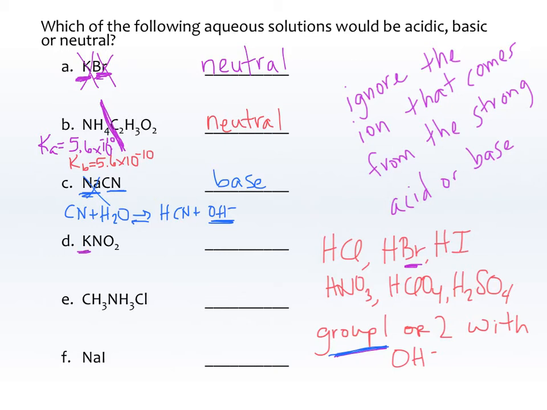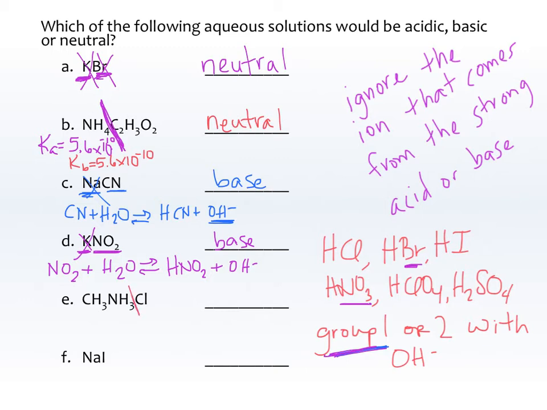KNO2, okay, K, that's group 1, ignore it. NO2, okay, that's not on this list. NO3 is, but NO2 is not, which means NO2 is weak. So if we were going to put NO2 with water, it cannot give a hydrogen to water because it doesn't have one to give. Instead, it's going to take a hydrogen from water. If you take a hydrogen from water, you're left with OH minus. OH minus tells you this is a base.